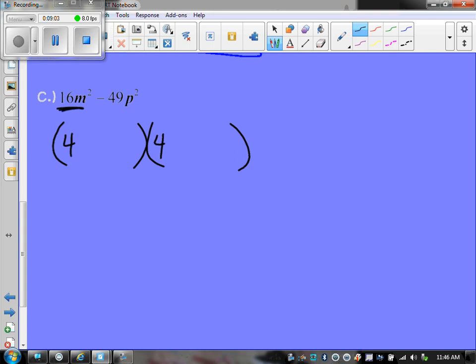Don't I also have an m squared that I need to break up? So can I really say a 4m and a 4m? Because that way, if I were to FOIL it back out, what's 4m times 4m? Isn't that 16m squared? All right, so I need to do the same thing with this second term.